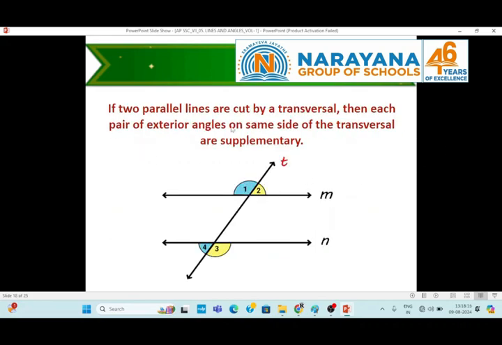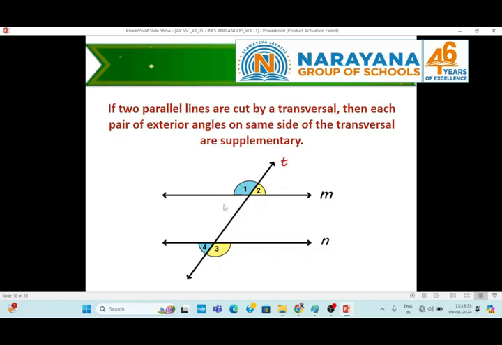If two parallel lines are cut by a transversal, then each pair of exterior angles on the same side of the transversal is supplementary. Say, for example, blue shaded angles 1 and 4, both are to the left side of the transversal T.